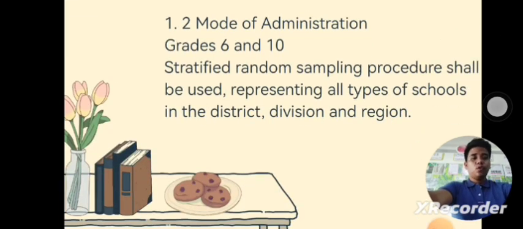Next is mode of administration for grade 6 and 10. Grade 6 and 10 have the same mode of administration. Stratified random sampling is also utilized, and the procedure shall be used, representing all types of schools in the district, division, and region. So it is the same as in section 2.